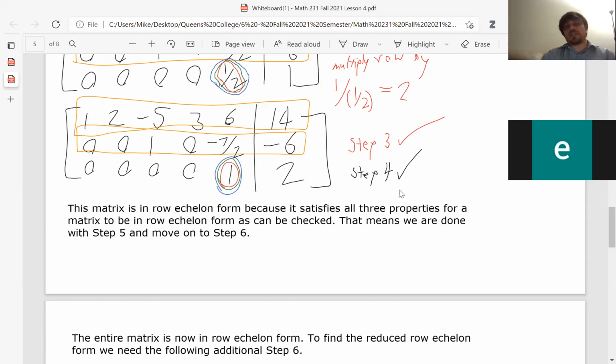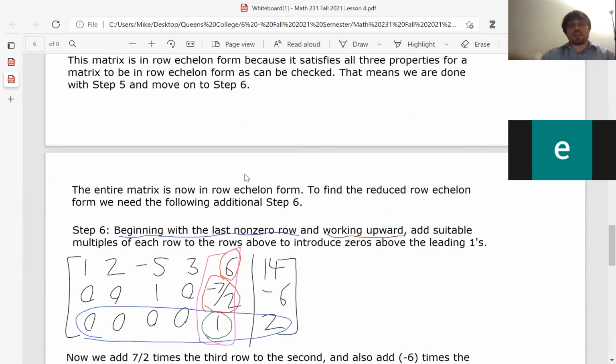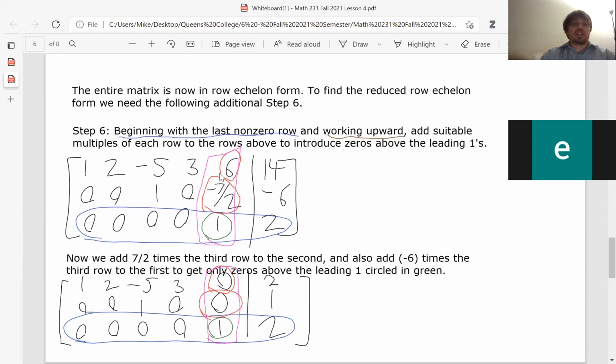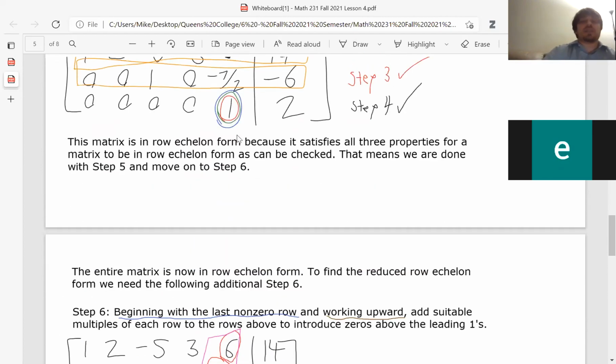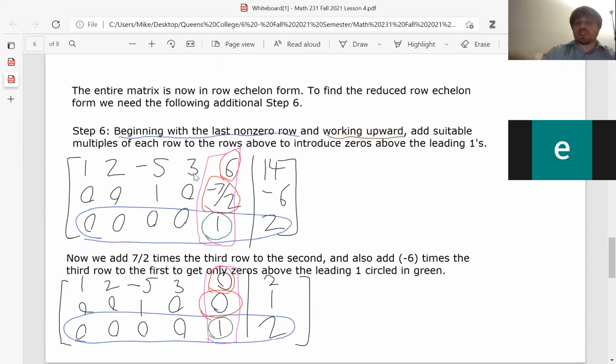And so when it's at the end of step 4, if your matrix is now in row echelon form, you don't go back to step 1. You move on to step 5. That is step 5: if your matrix is now in row echelon form after step 4, you move on to step 6. If it's not in row echelon form, you go back to step 1 and repeat. Okay, but it's in row echelon form. We end step 5, we move to step 6.